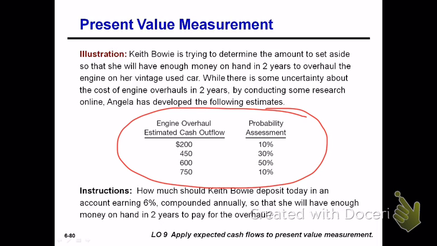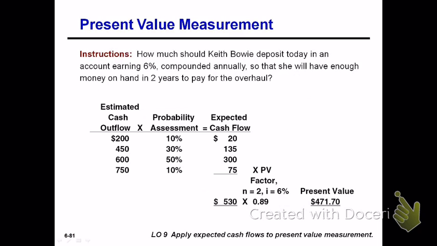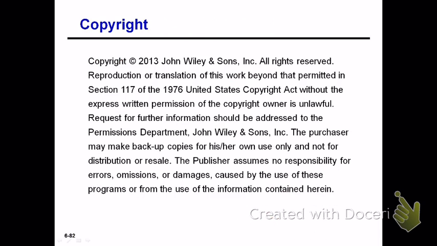So she does some research and estimates what the possible amounts are that could be owed and the probability of each. So the first step is to extend those out to calculate an expected cash flow, what the expected amount is that will need to be paid. And then she needs to calculate the present value of that. So that's the amount of money she believes she needs in the future. She needs to determine how much she would need to deposit now so that in 2 years at 6% interest she'll have $530. Okay.